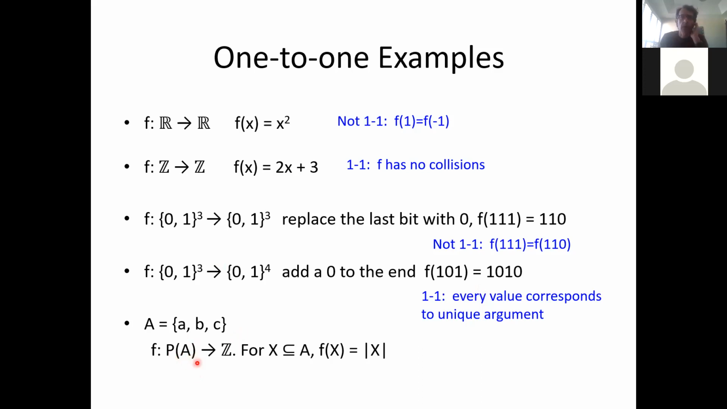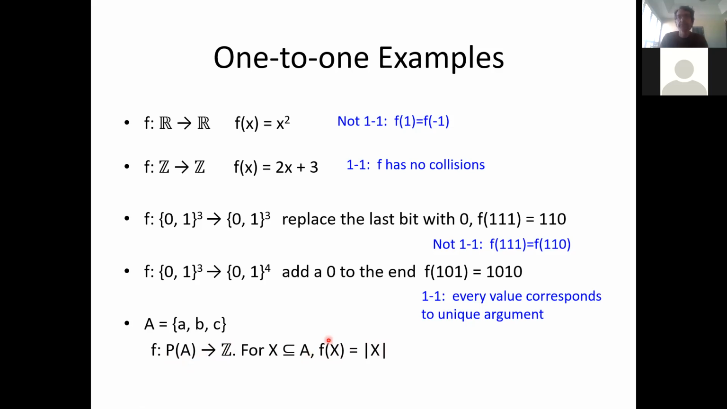What about this? It's a function that takes a power set and outputs an integer. So the inputs to the function are subsets of set A. That's the domain. It's the power set of A, in other words, all subsets of A. And the outputs are integers. And what's the function? We map the set to its cardinality. So it's good, right? The outputs are integers because the cardinality of a set is an integer. So it's always well defined. Every set has a fixed cardinality, so it is a good function.